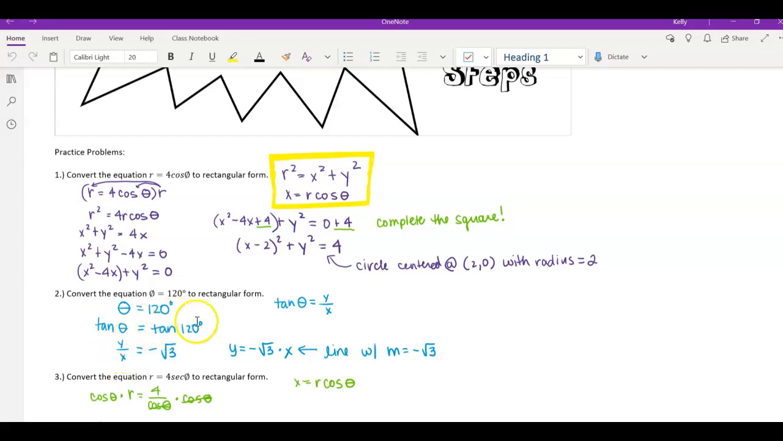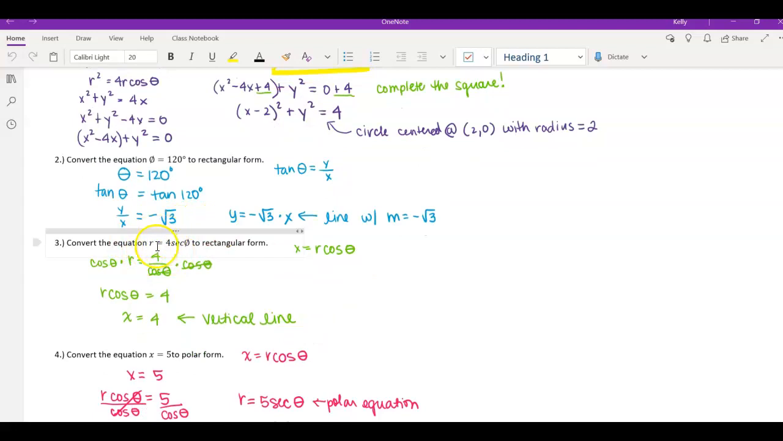The tangent of 120 is a number, so I substitute that one number from the unit circle. And then I'm going to get this in y equals form, so I'm going to multiply by x on both sides, and I get y equals negative square root 3 x. And that's a line where the slope is negative square root of 3.